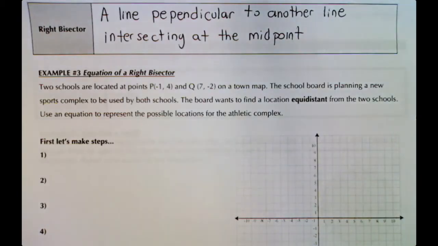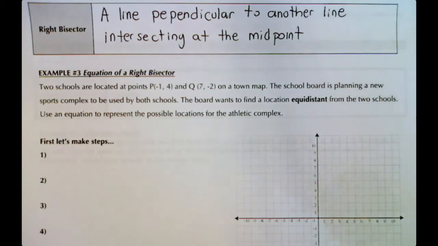Okay, this is part 3 of lesson 2.1, and in this video we're going to find the equation of a right bisector. But first, what's a right bisector? Well, a right bisector is a line that's perpendicular to another line intersecting at the midpoint. So, I'm going to graph what a right bisector looks like.